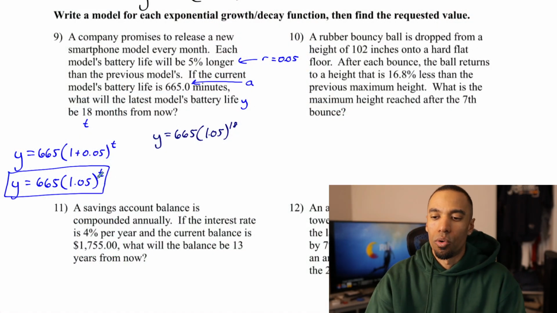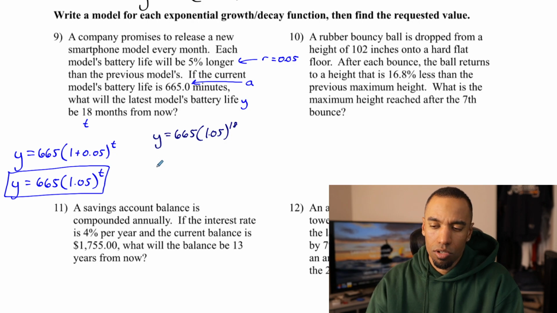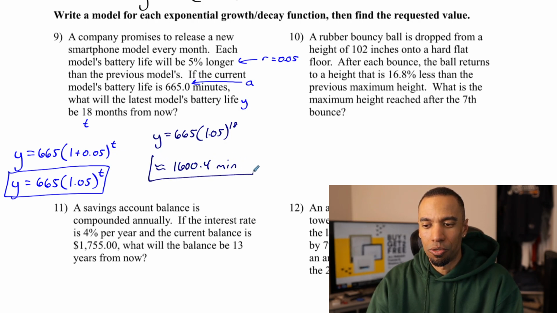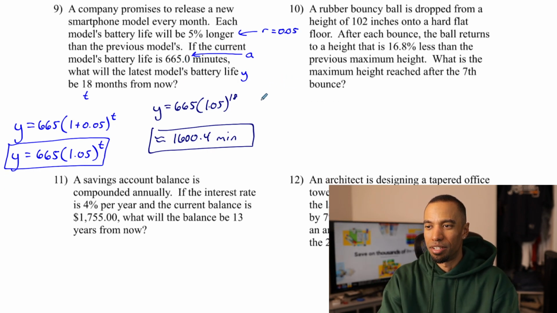665 times 1.05 raised to the 18th power. Remember, your calculator knows order of operations. So enter, about 1600 minutes. I'll round to a decimal place, 1600.4. So 18 months from now, that's a lot of models every month. I hope this company's thriving. So this is about 1600.4 minutes. And I would have done 1600 because it sounds so clean. But because this problem had a little 0.0 on it, I figured, let's put the 0.4 on that.